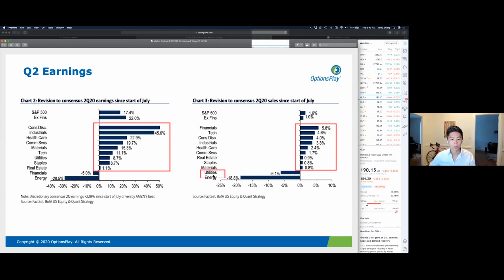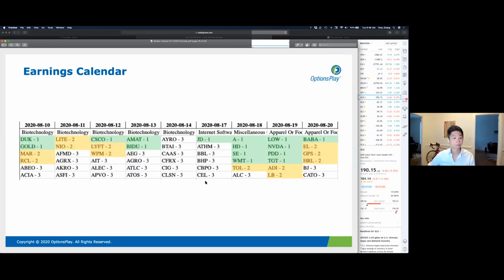Only financials, utilities and energy are the sectors that have seen a negative revision from analysts for this particular quarter since July. So a lot of positive expectations and optimism in the markets because companies are reporting better than expected. As far as the earnings calendar, it is fairly light now, with 90% of the S&P 500 having reported earnings.